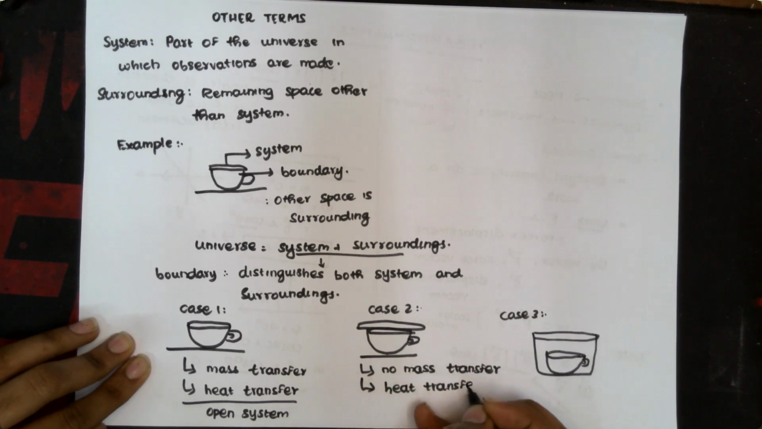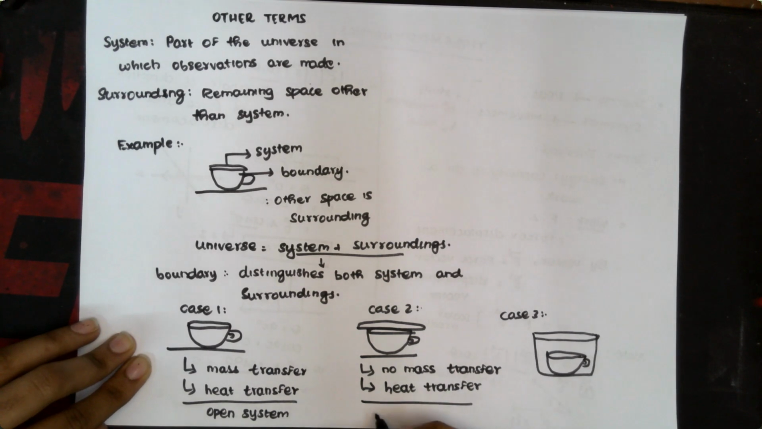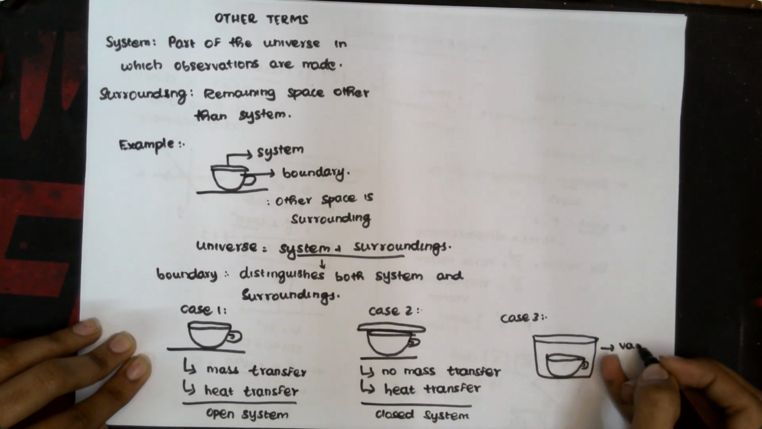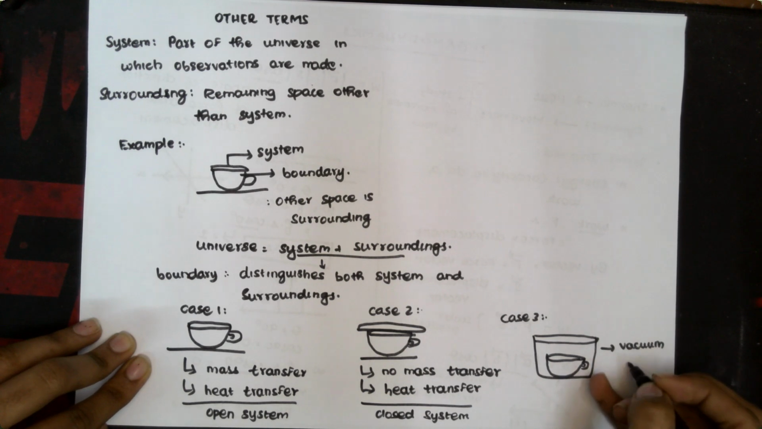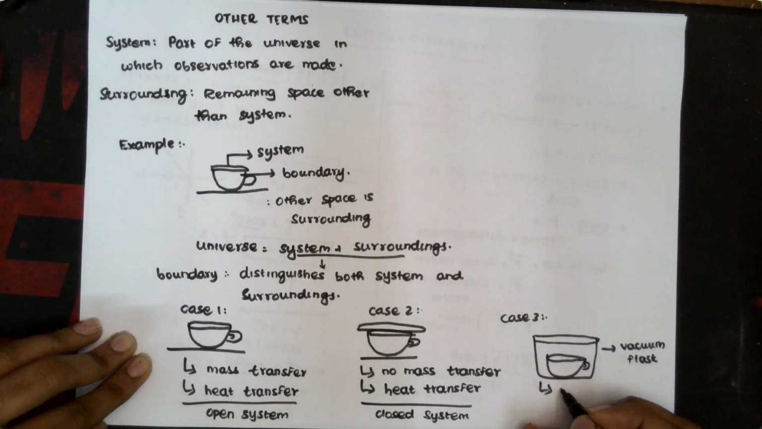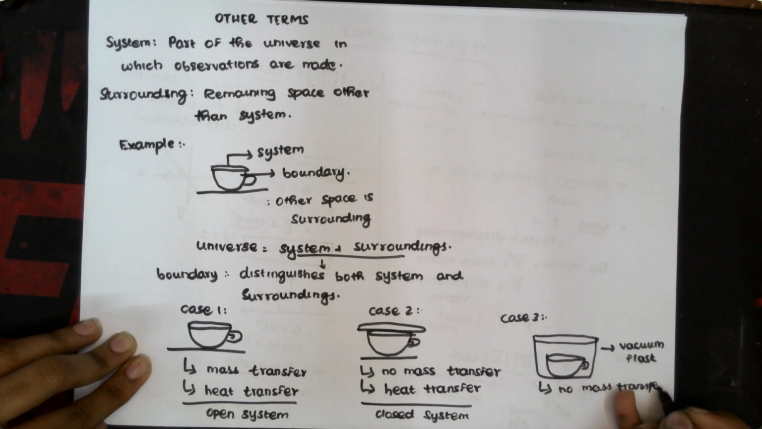But in the case of an isolated system, now we have kept this, let me say, in a very ideal, perfect vacuum flask. So in this case, there is neither mass transfer nor heat transfer. And therefore, based on the nature of the boundary, we can classify the system as open system, closed system, isolated system.